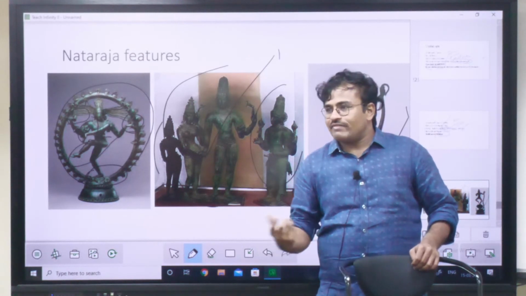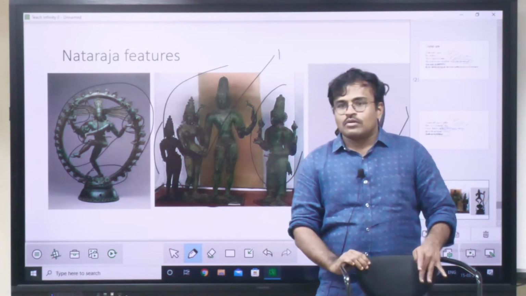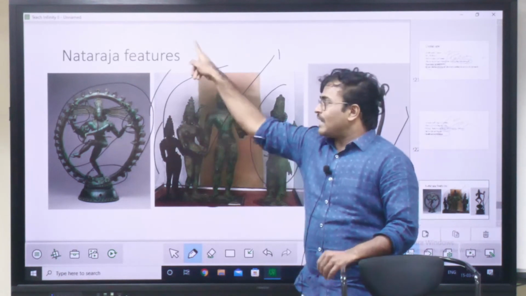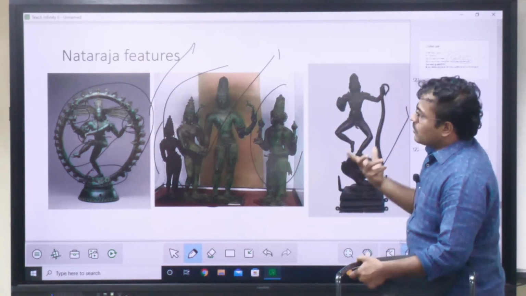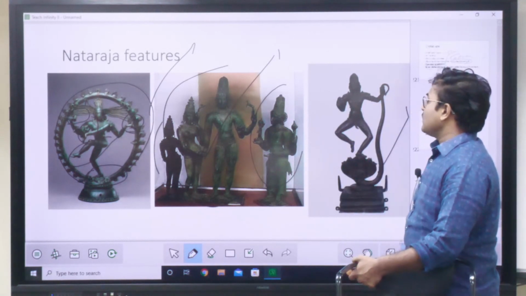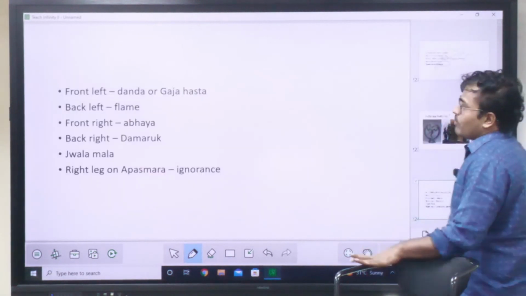Shiva dances in the graveyard. He is a resident of the graveyard. So this signifies the burial ground. Burial ground, destruction, Damaruk, Abhaya Mudra, Varada Mudra, all of these things are present in this image. Very, very prominent one.